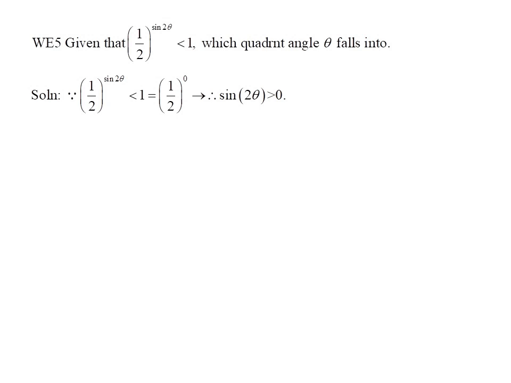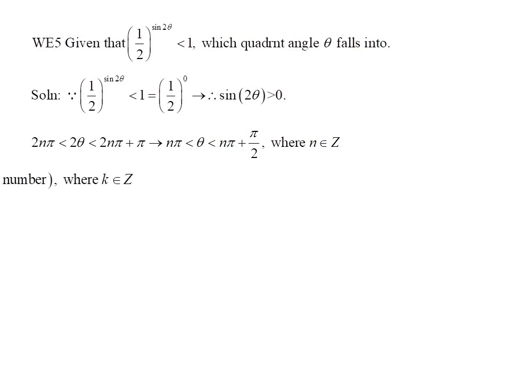As we know, the sine function is greater than 0 when its angle is in the first or second quadrant. Hence, theta is between n pi and n pi plus pi over 2, where n is an integer. Now, in order to find which quadrant the angle theta falls into, we need to discuss the parity of n.